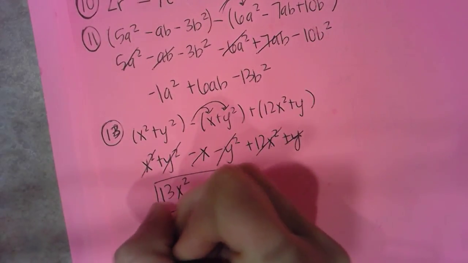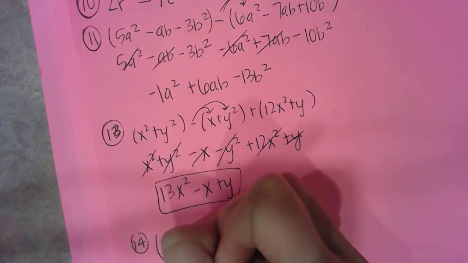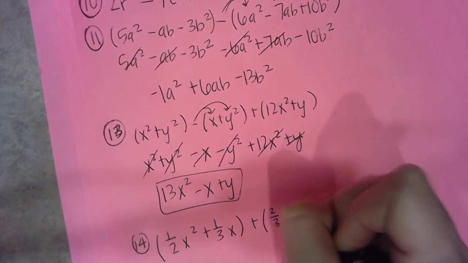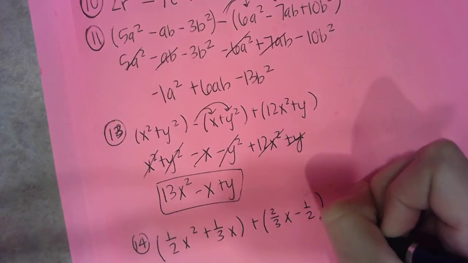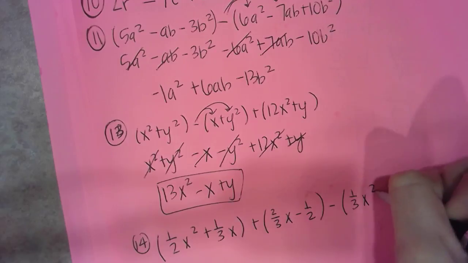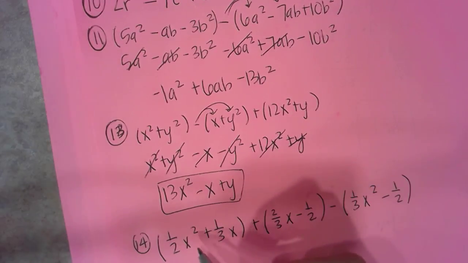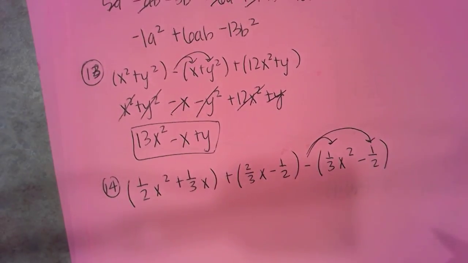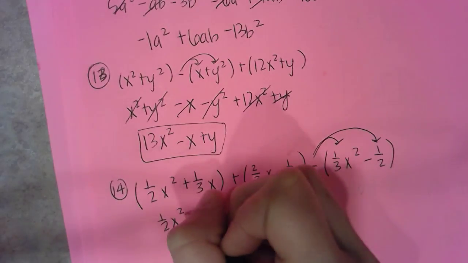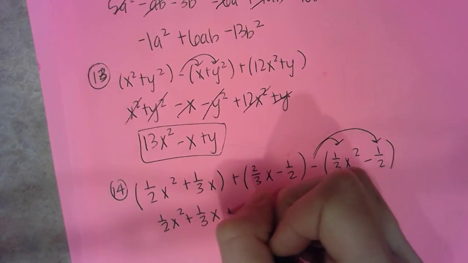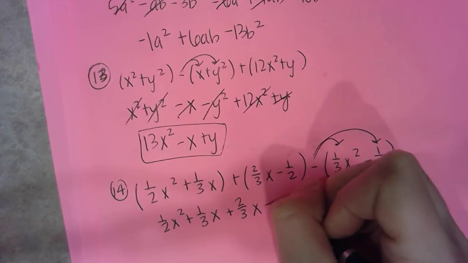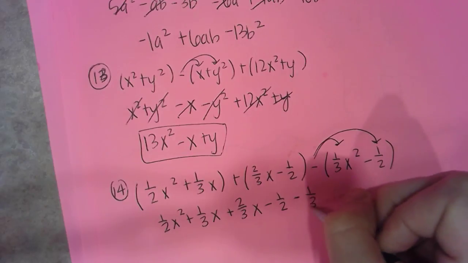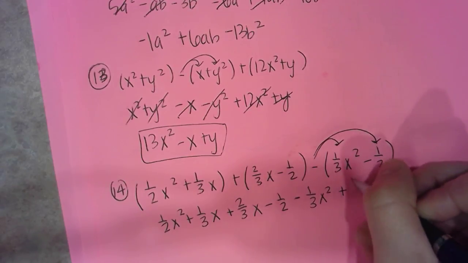You have (1/2 x squared plus 1/3 x) plus (2/3 x minus 1/2) minus (1/3 x squared minus 1/2). So the only thing that has a negative in front of it is that third binomial. So I'll just go ahead and distribute the negative right there. Bring everything else down. It does not change because it does not have a negative in front of it. So that becomes a negative 1/3 x squared, and that becomes a positive 1/2.